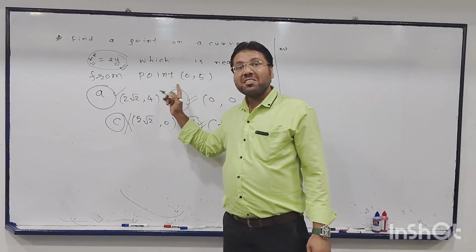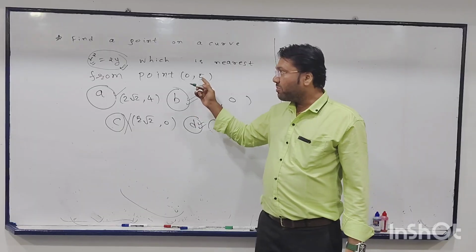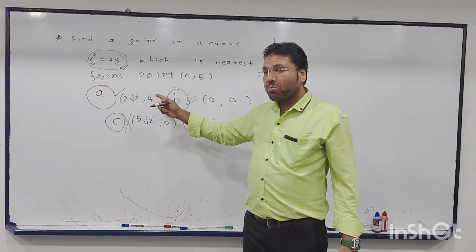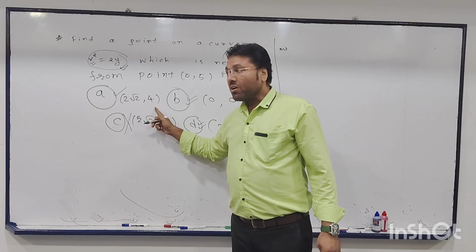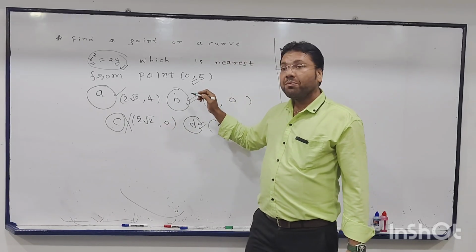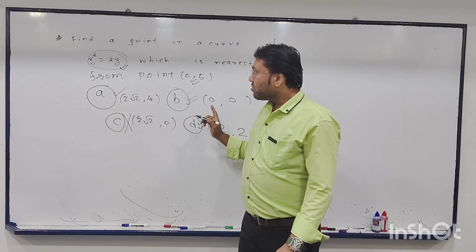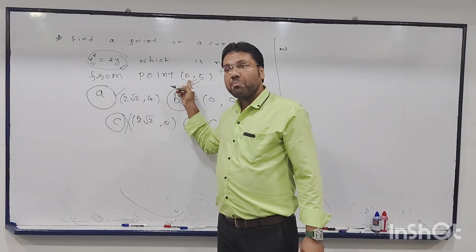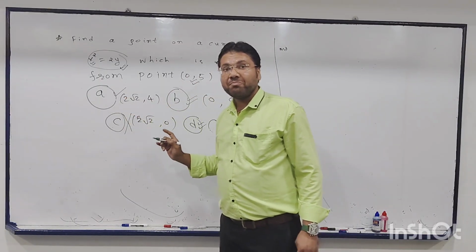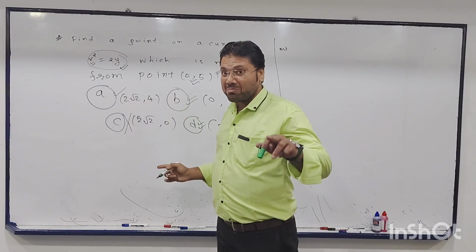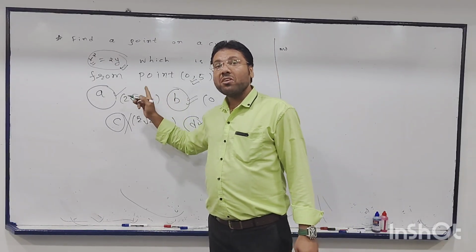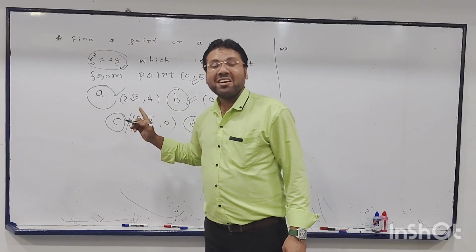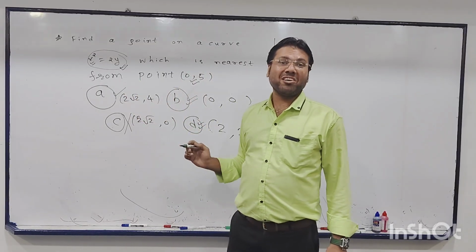Now you check the second condition. You have to verify the second point. What is the second point? This point is on the curve, but it is nearest to the point (0, 5). So check the distance formula between the question point and the option point. Whichever distance is minimum, that will be your correct answer. So for the same purpose, apply the distance formula.